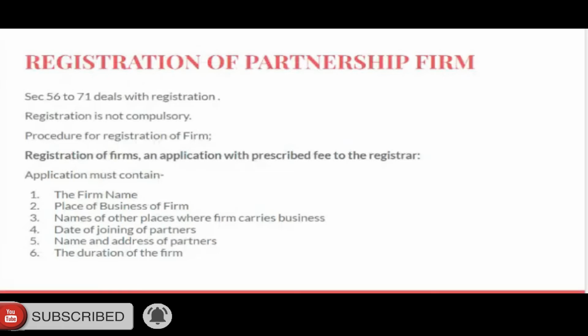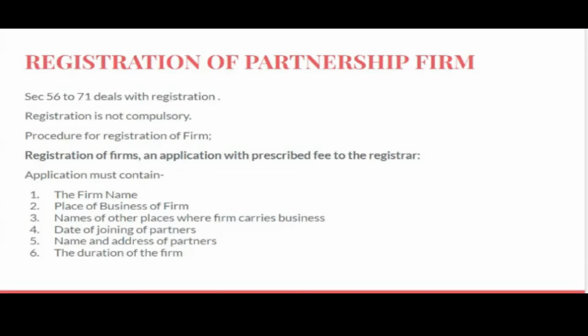Now, registration of a partnership firm. Sections 56 to 71 of the Act deal with the registration. As far as a partnership firm is concerned, the registration is not compulsory. It is optional only. But if a firm is registered, it will get certain advantages.